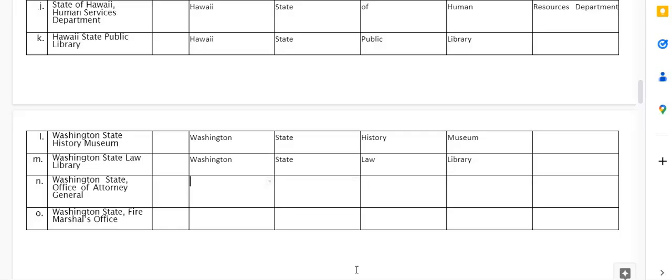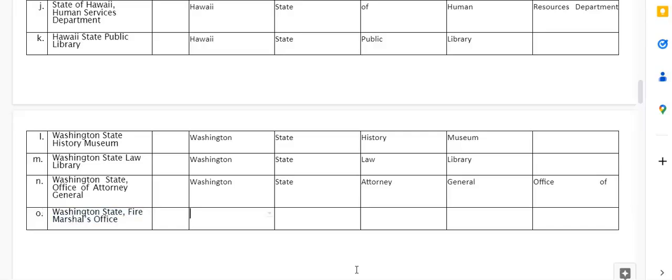Okay, for letter N, we have Washington State Office of Attorney General. Washington is our key unit. State is Unit 2. And the name of the office is the Attorney General's office. So Attorney is our Unit 3. General is Unit 4. Office is Unit 5. And of is Unit 6.